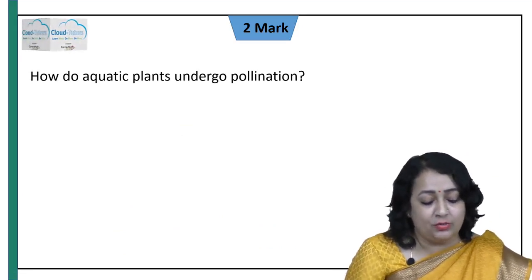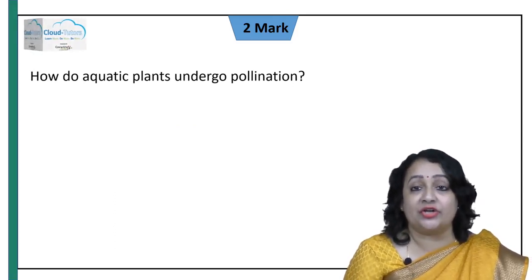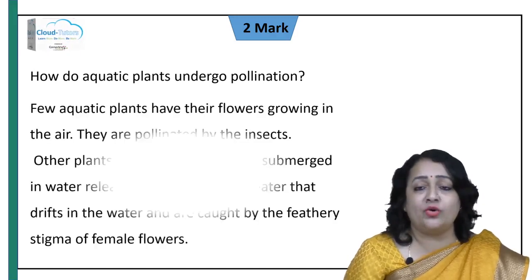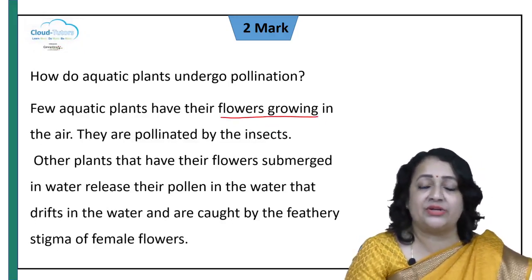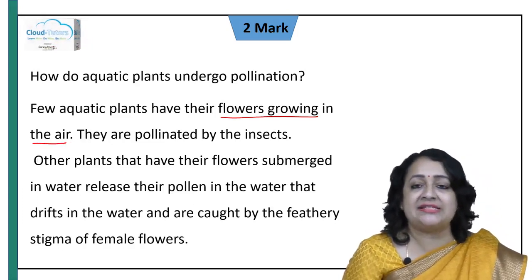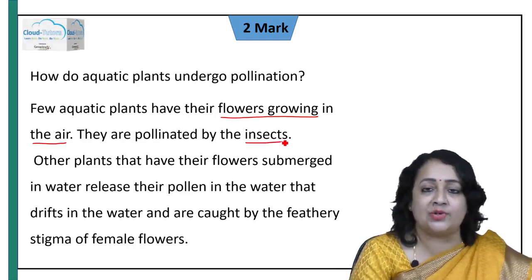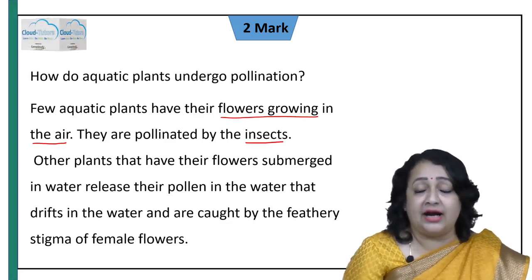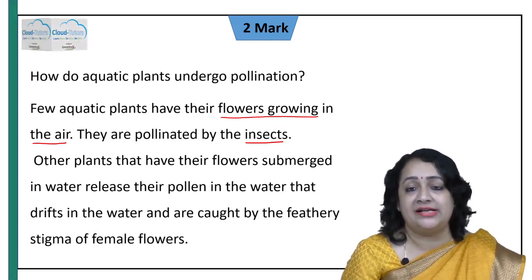Next 2-marker. How do aquatic plants undergo pollination? We are talking about aquatic plants, so they are growing in water. Few of the aquatic plants will have flowers which are growing in the air. In this case, the pollination is very easy. Wind will become the pollinating agent, or there can be insects which will become the pollinating agent if the flower is in the air.